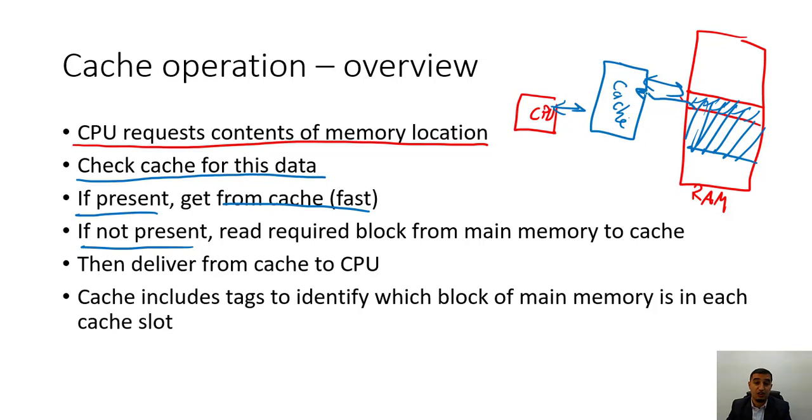So the cache has a different structure when it comes to building, compared to the other CPU components. We read a memory block from the main memory and put it into the cache, then deliver from the cache to the CPU. In other words, there is no direct connection between the RAM and the CPU. What we have is the cache sitting in the middle. The cache includes tags to identify which block of the main memory is in each cache slot.